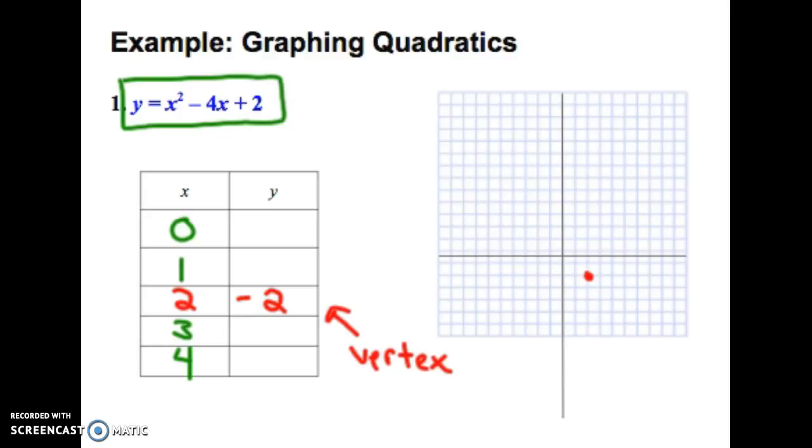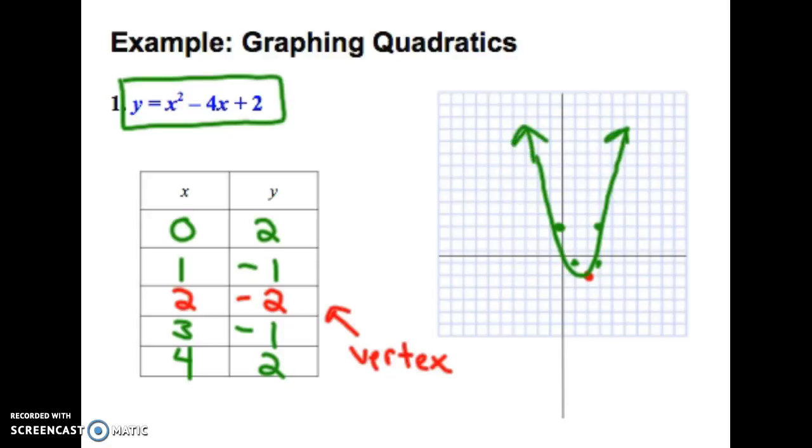When you fill in 0, you get 2. When you fill in 1, I believe you get negative 1. When you fill in 3, you get negative 1. And when you fill in 4, you get 2. Notice how those repeat. That happens because a parabola makes a u, so they're going to end up repeating. Once I have those points, I'll graph them and plot them. So 0, 2, 1, negative 1, 3, negative 1, and 4, 2. I know my drawing's a little bit off.